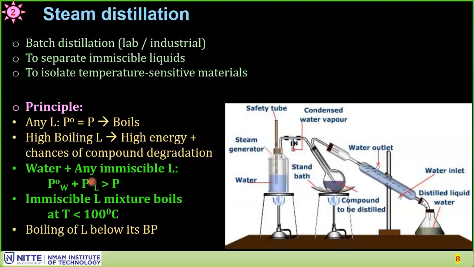The sum of these two will be obviously greater than the atmospheric pressure when you boil it to somewhere about 100 degrees Celsius, because at 100 degrees Celsius, at 1 atmospheric pressure, the boiling point of water is almost 1, and this will be, even though it is low, still the total will be more than atmospheric pressure. Most important item that you need to remember here: whenever you have immiscible liquid, Raoult's law is not obeyed. So the Raoult's law doesn't come into picture here.